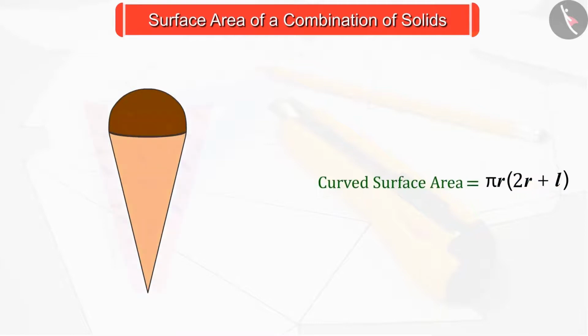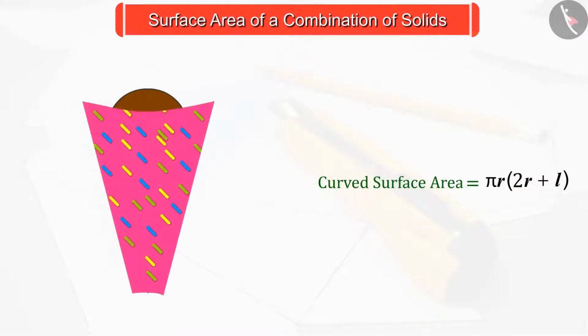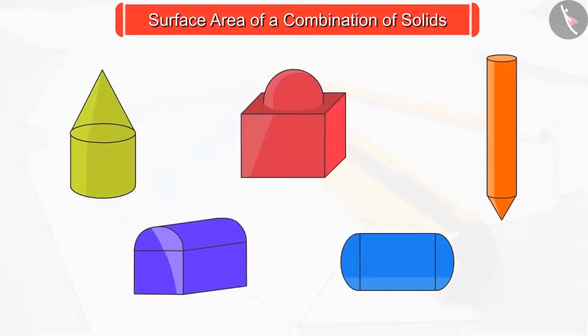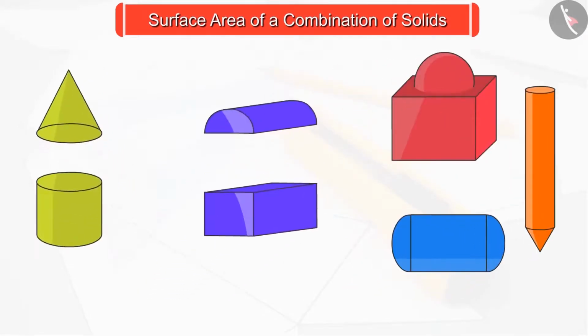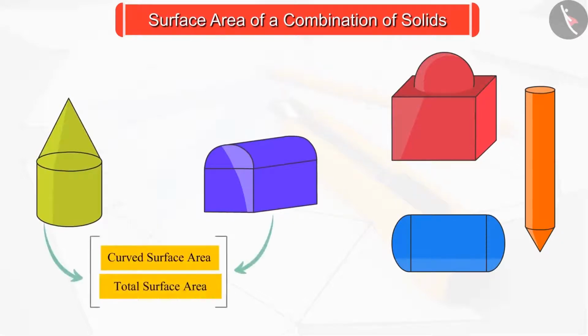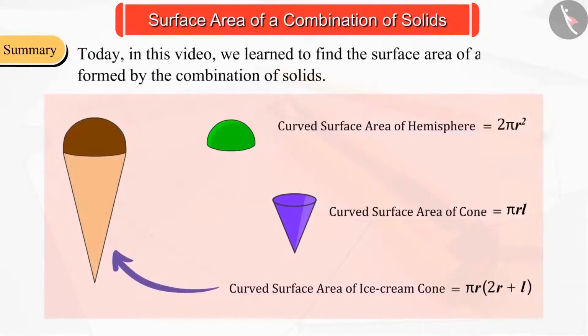You can see that the paper used to pack the ice cream cone will be equal to the total curved surface area of the cone. Similarly, we can find the curved surface area and the total surface area of a figure formed by combining any two or more figures. Today in this video, we learned to find the surface area of a figure formed by the combination of solids. In the next video, we will see some interesting examples based on it.